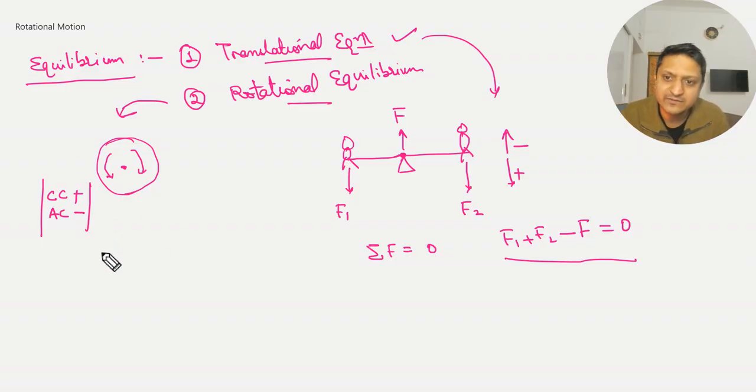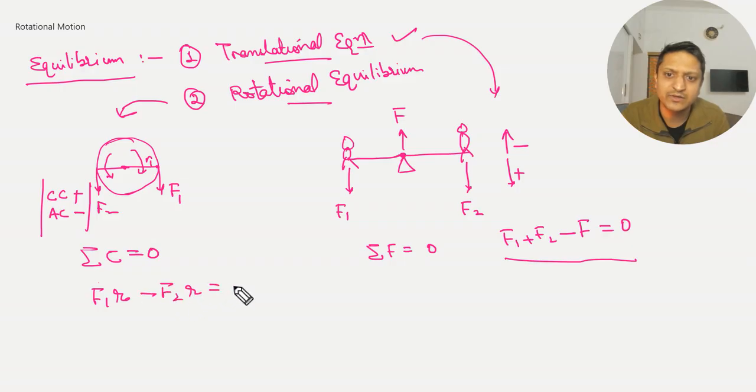So in this case, the net torque will be equal to 0. And how will you calculate the net torque? This is the radius. If the force is this, you will say F1 R1, because R will be the same. And it will be like this for F2. So you will say that F1 into R minus F2 into R will be equal to 0. So if there is no rotation, this equation will be used to solve the question.